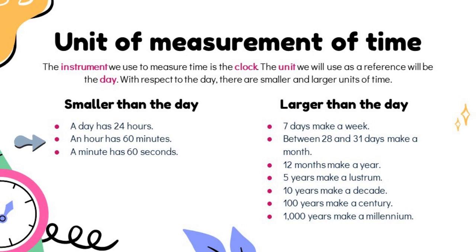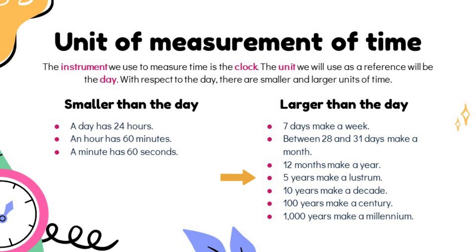An hour has 60 minutes. Which means there are 60 minutes in 1 hour. And a minute has 60 seconds. 7 days make a week. Between 28 and 31 days make a month. 12 months make a year.